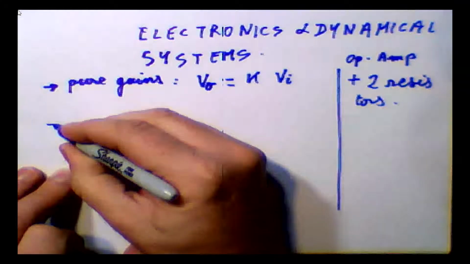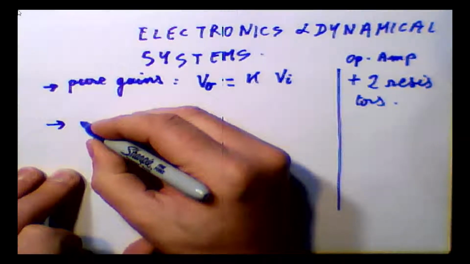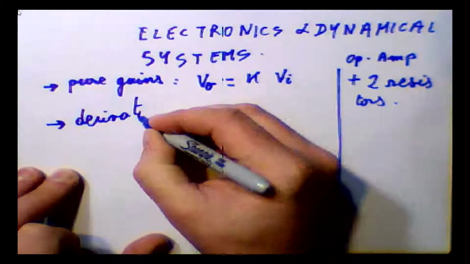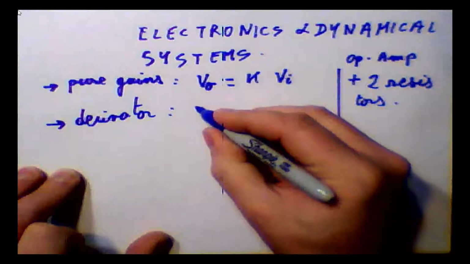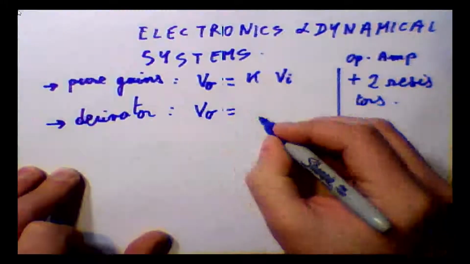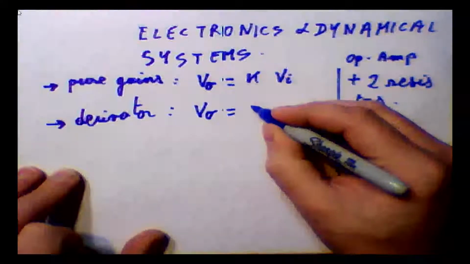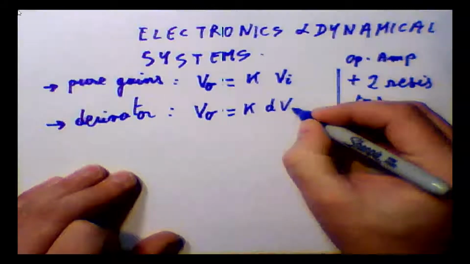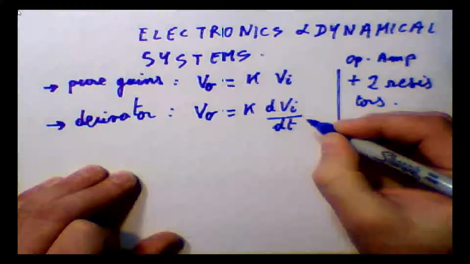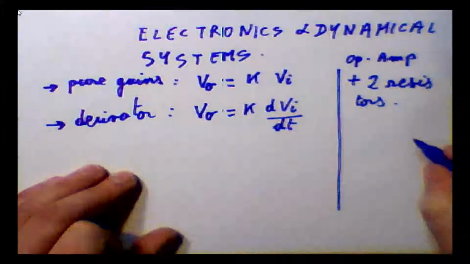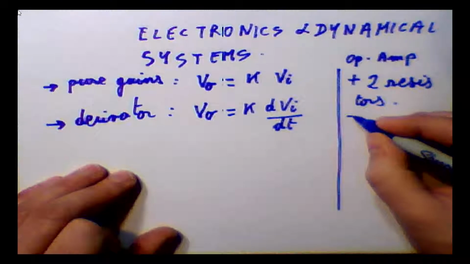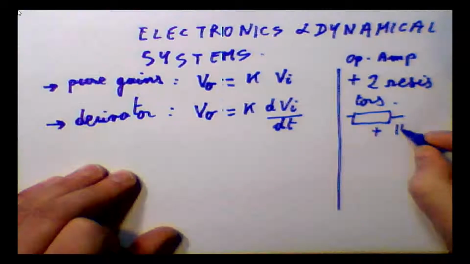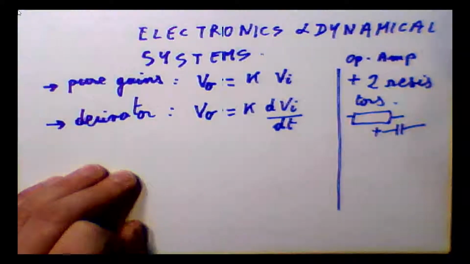Now, we also have seen how to make a derivative. V output is equal to possibly a certain gain K times dV input dt. That required a resistor plus a condensator.